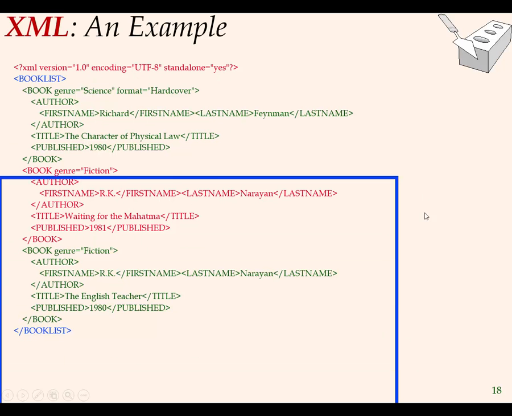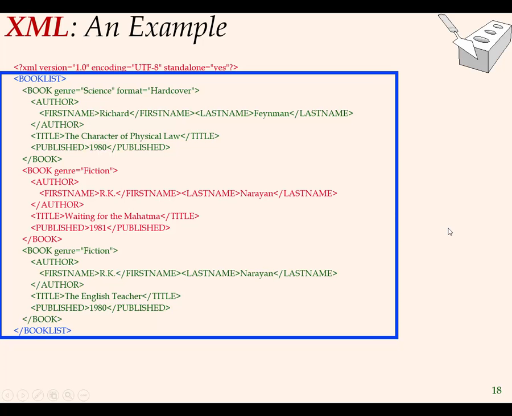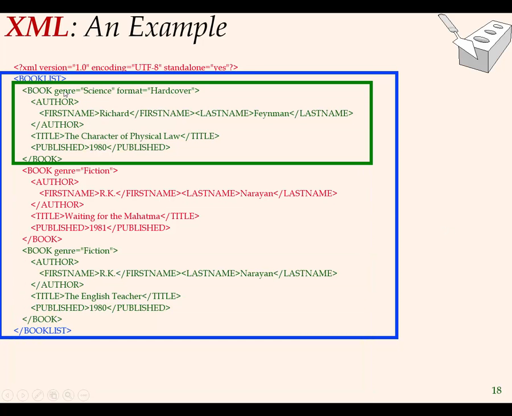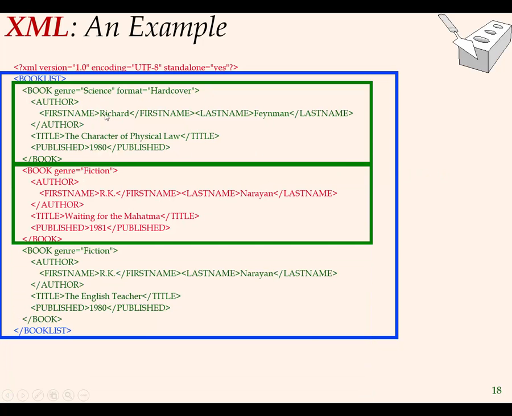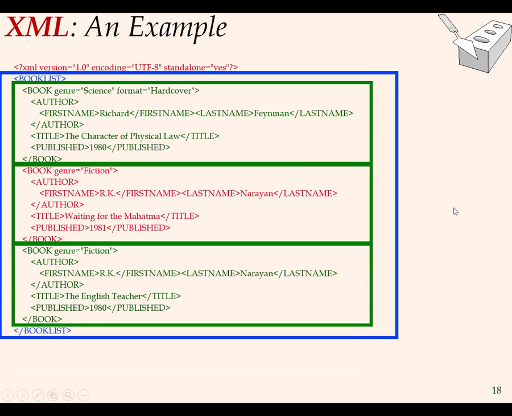This is an XML example. Again, you have elements. Elements can have attributes, like in this example, where you have gender and format. Then you have the data in between the begin tag and end tag. An element can be made of other elements.